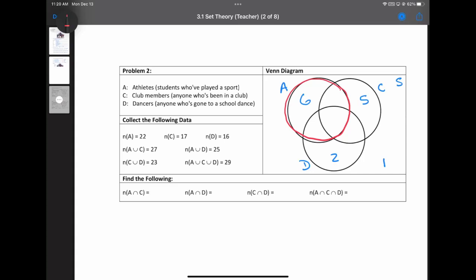So the number of people in A is 22, which again doesn't help me break it down because other than that 6 there, I know that the remaining 16 have to be broken up into those 3 other pieces. But I do know that everything outside of A must total 8, right? Everything outside of A has to total 8 because A is 22 and there's 30 people total. So outside of that circle, there should be 8 people, and I see 5, 6, 7, 8 already accounted for.